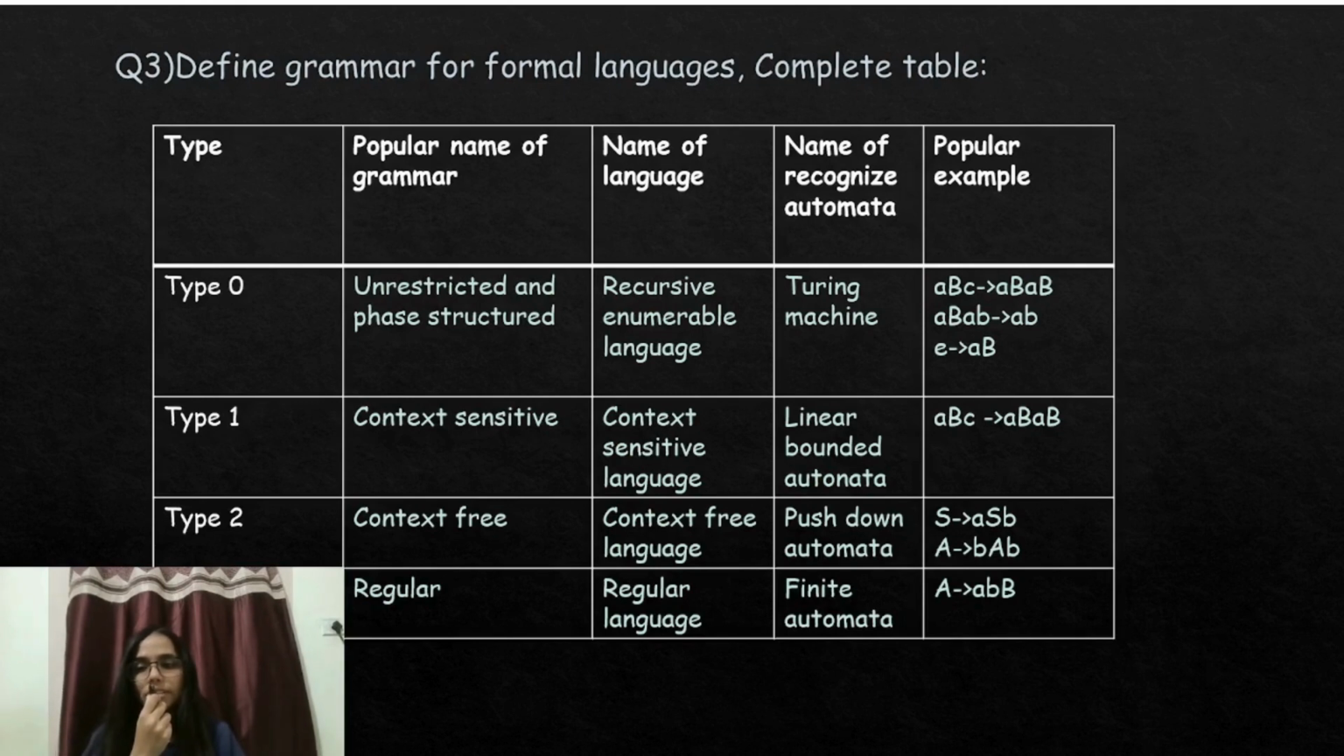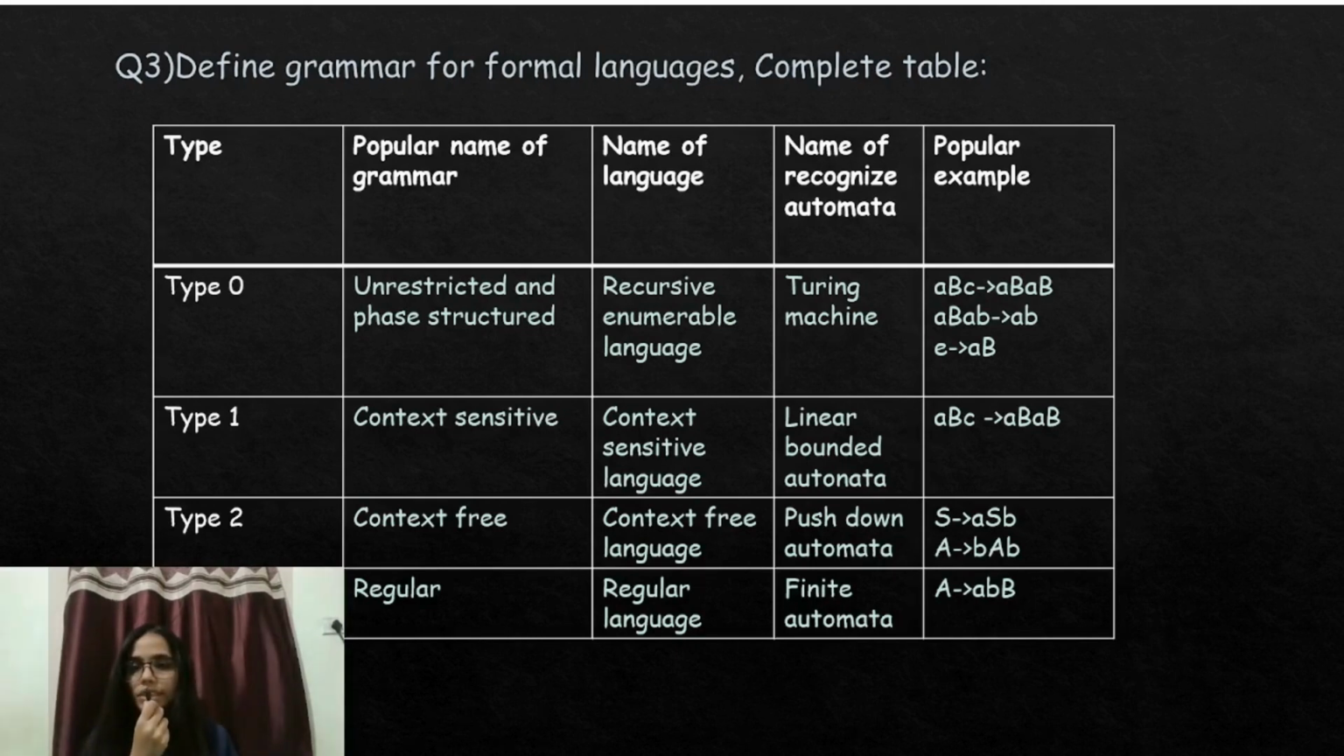Now, the names of languages corresponding to the types are recursively enumerable language for type 0, context sensitive language for type 1, context free language for type 2, and regular language for type 3. The recognizing automata, that is the automata used to perform operations on these types of grammars: type 0 grammar requires Turing machine, type 1 grammar requires linear bounded automata, type 2 grammar requires push-down automata and type 3 requires finite automata. Popular examples are given here. You can see it on the screen.